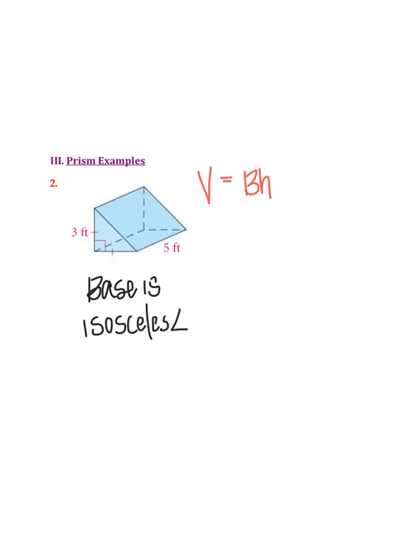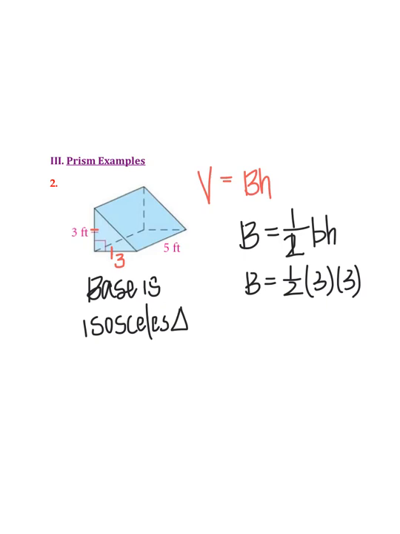So it's an isosceles triangle because of these little tick marks here that are showing that those two legs are the same. So that side is also going to be 3. Now the area formula for a triangle is 1/2 base times height. So it's going to be 1/2 times 3 times 3, which then gives me 4.5. So half of 9 is 4.5.